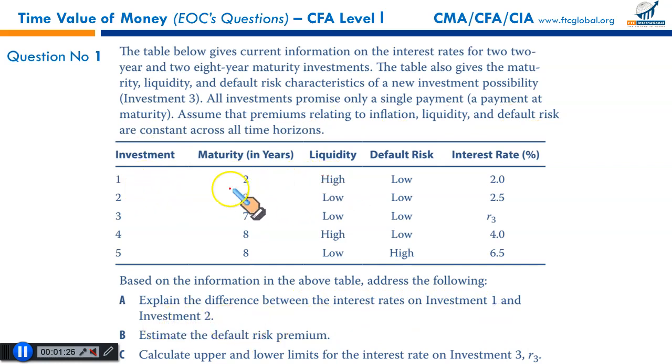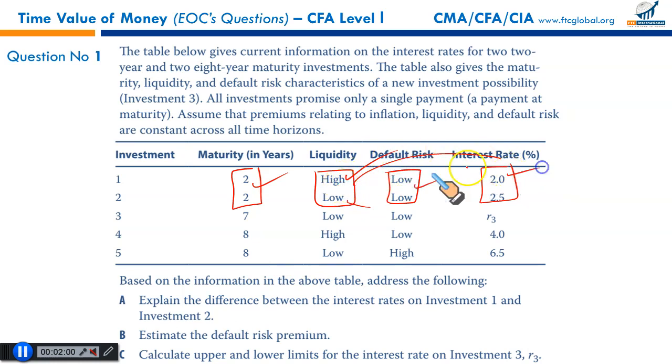Now, this is your investment 1 and investment 2. They have the same maturity, 2 years. They have the same default risk. The difference between investment 1 and investment 2 is because of liquidity. Investment 1 has high liquidity and investment 2 has low liquidity. So this is the only difference, and it is reflected here in the interest rates. Everything else is the same. So if investment 1 is highly liquid, it has an interest rate of 2%. Investment 2, which is relatively low in liquidity, has an interest rate of 2.5%.